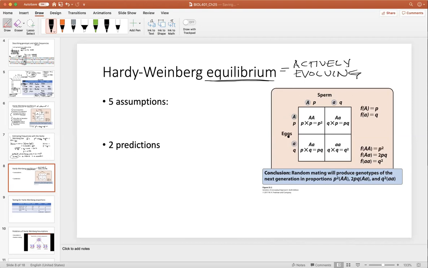But there are some assumptions built into the derivation of this equation, okay? So the first one I mentioned is we're assuming that there is random mating. We are also assuming a large population. We are also assuming that there's no migration into or out of this population, bringing in other alleles or more of one or the other alleles. So we're going to assume that there is no migration.